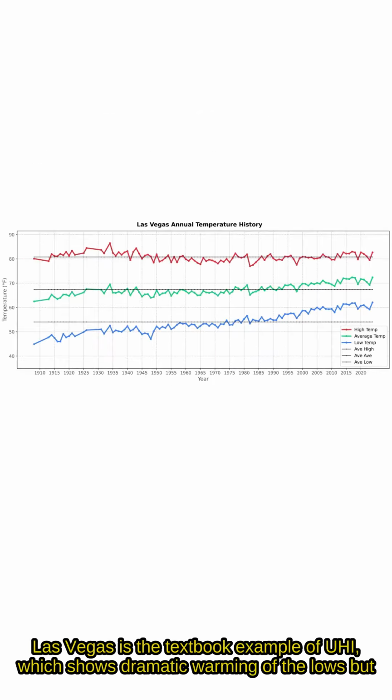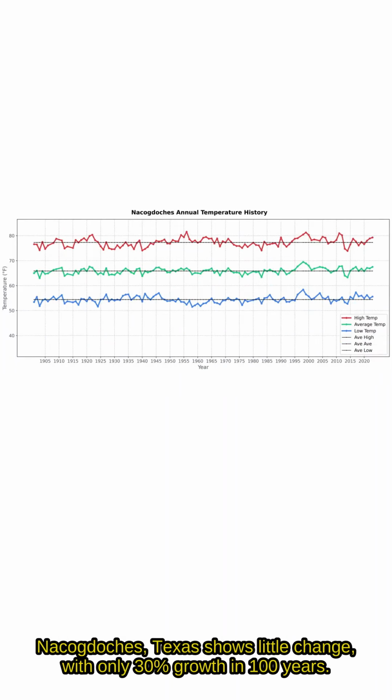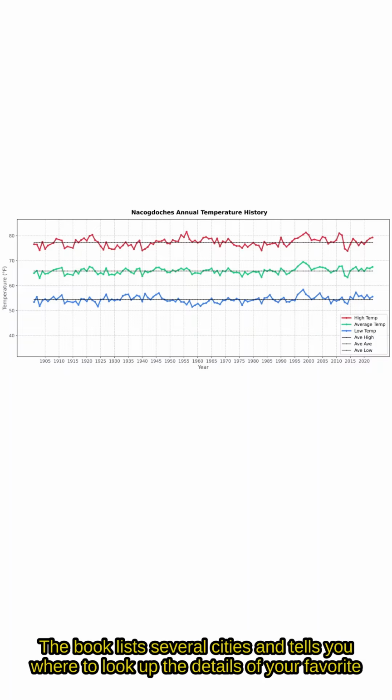Las Vegas is the textbook example of UHI, which shows dramatic warming of the lows but level or dropping highs. The population grew 1,900% in the past 75 years. Nacogdoches, Texas, shows little change, with only 30% growth in 100 years. The book lists several cities and tells you where to look up the details of your favorite cities.